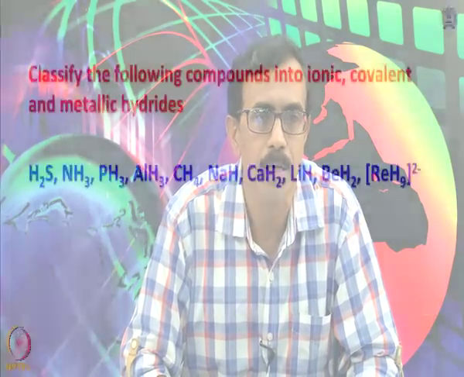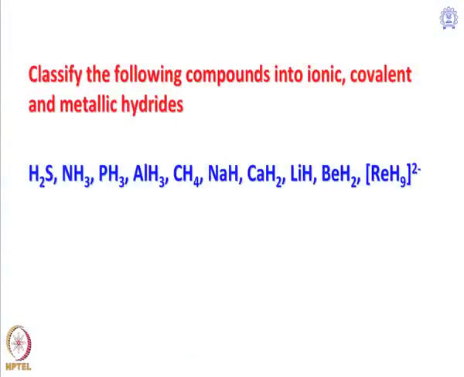Now, let us try to classify the following compounds into ionic, covalent and metallic hydrides. If we just look into hydrogen sulfide, S is more electronegative. Obviously, we can expect to have a polar covalent bond between hydrogen and sulfur with positive charge carried by hydrogen. In case of NH3, the case is the same. Again, N is more electronegative than hydrogen. It's a covalent bond and it's also a polar covalent bond, and H carries delta plus charge.